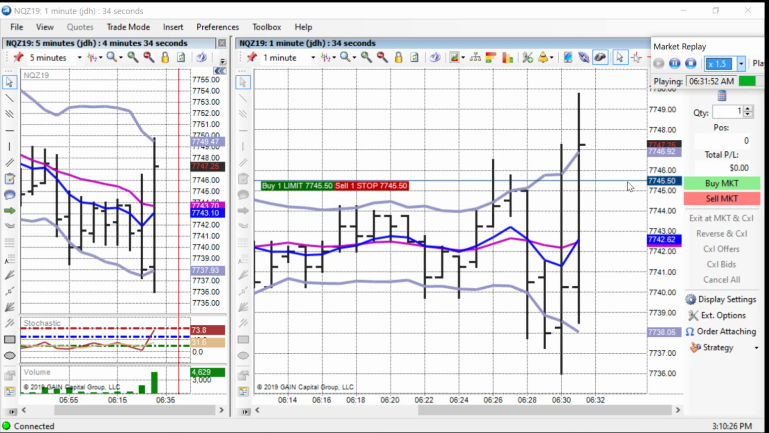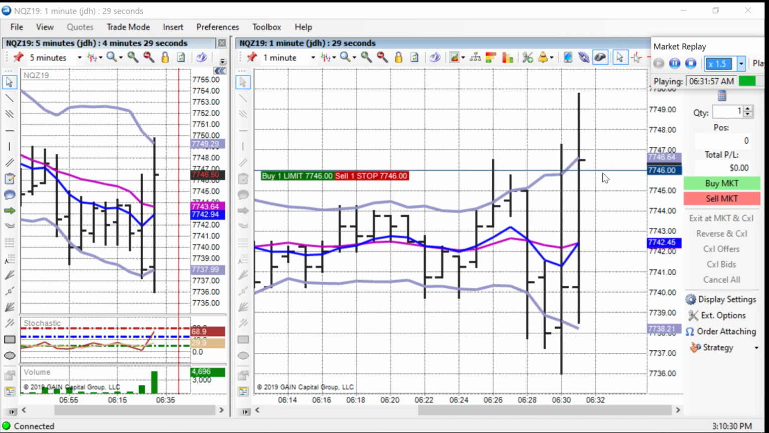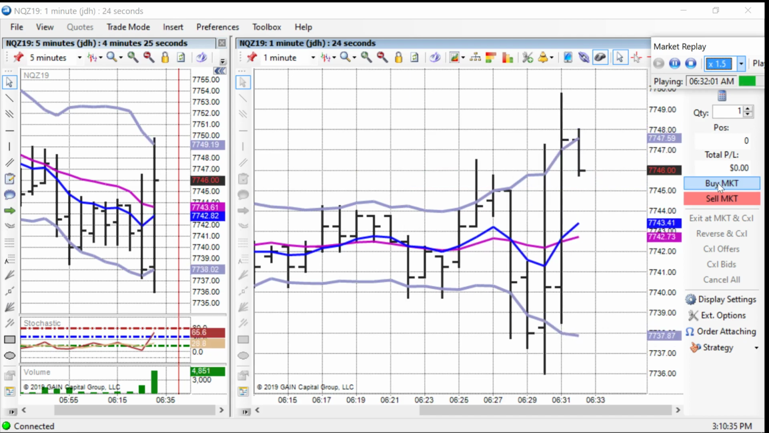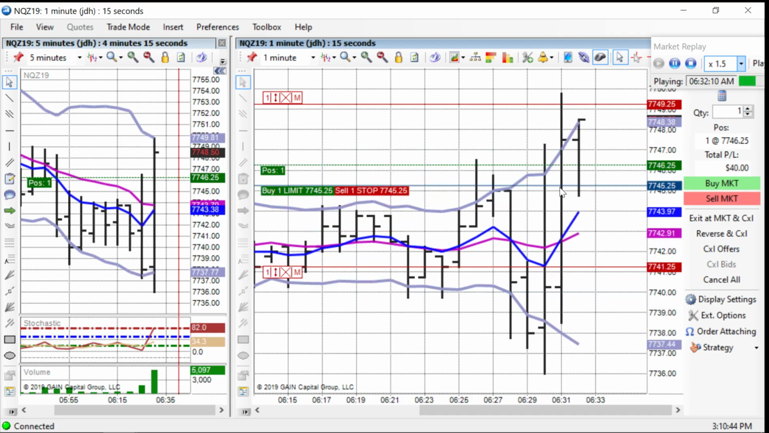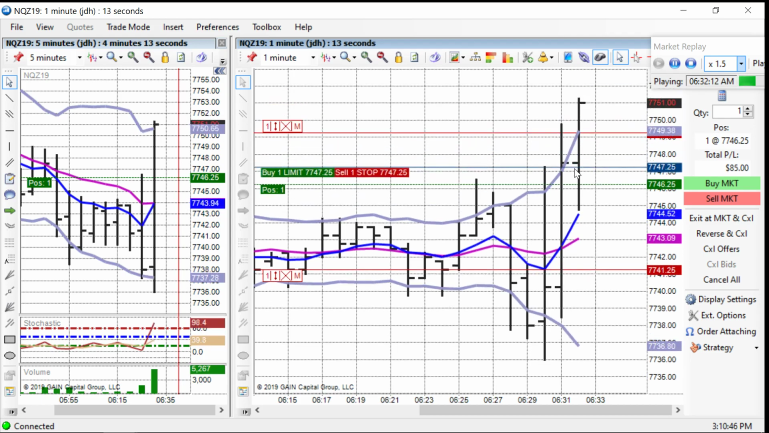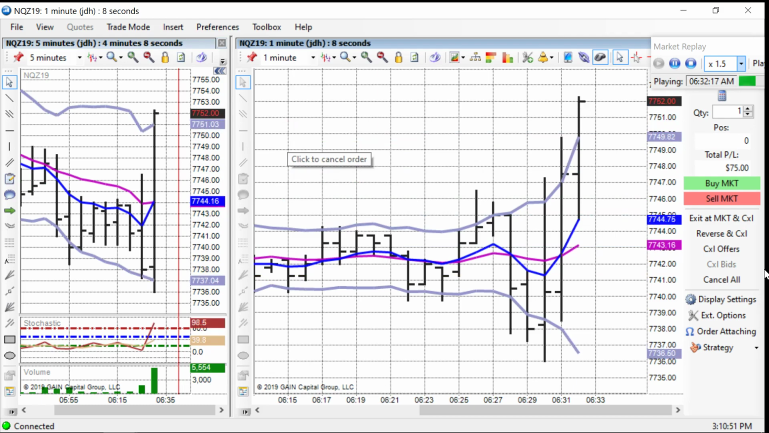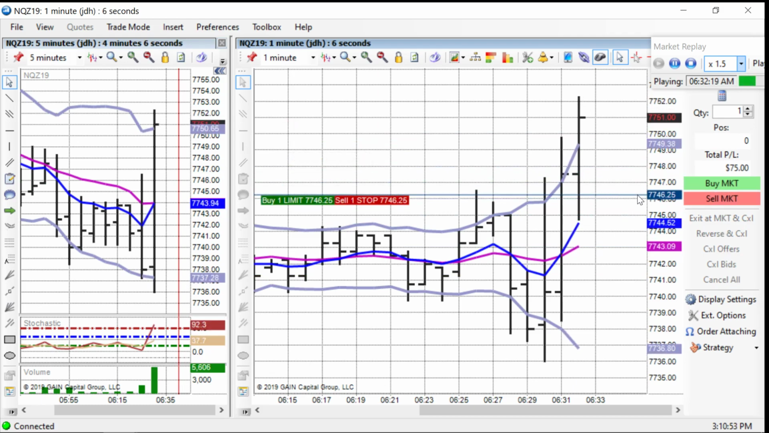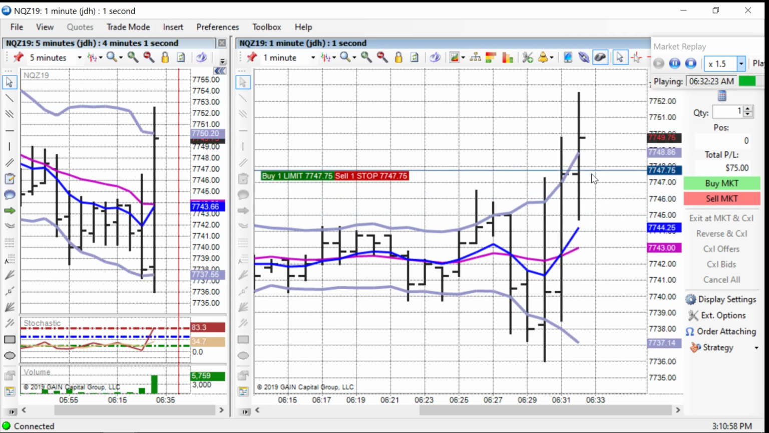You can also enter on this cursor line. If I want to enter a buy stop, I'll just enter a market order usually. I don't want to enter on the Bollinger Band lines. For some reason the software wasn't getting me out there. So yeah, that's how quick those trades can go.